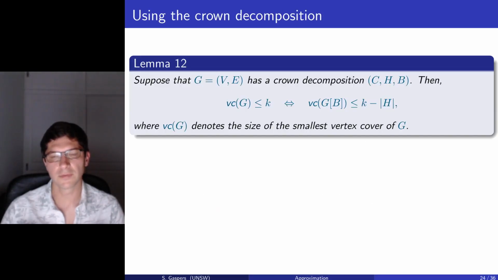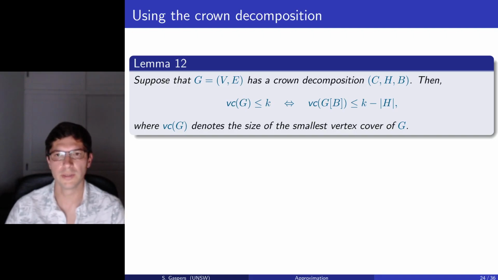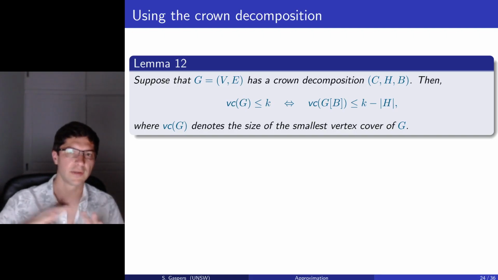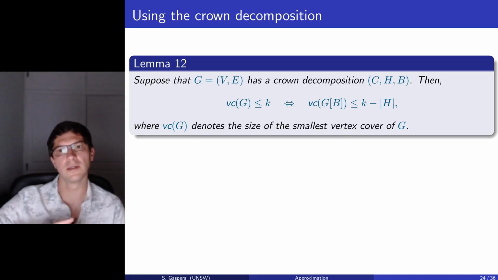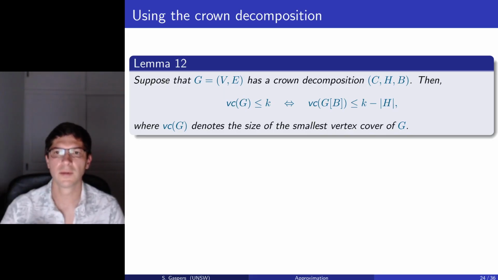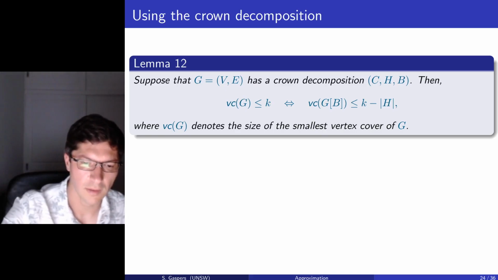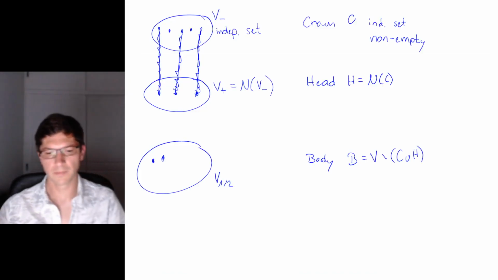here that the size of the smallest vertex cover, let's call this VC of the graph, so the size of the smallest vertex cover of this graph is at most k, if and only if the size of the smallest vertex cover of the graph induced on the body, so the graph obtained by just keeping the vertices of the body and deleting all the other vertices, has vertex cover number at most k minus the size of the head. Okay, let's see why this is the case.